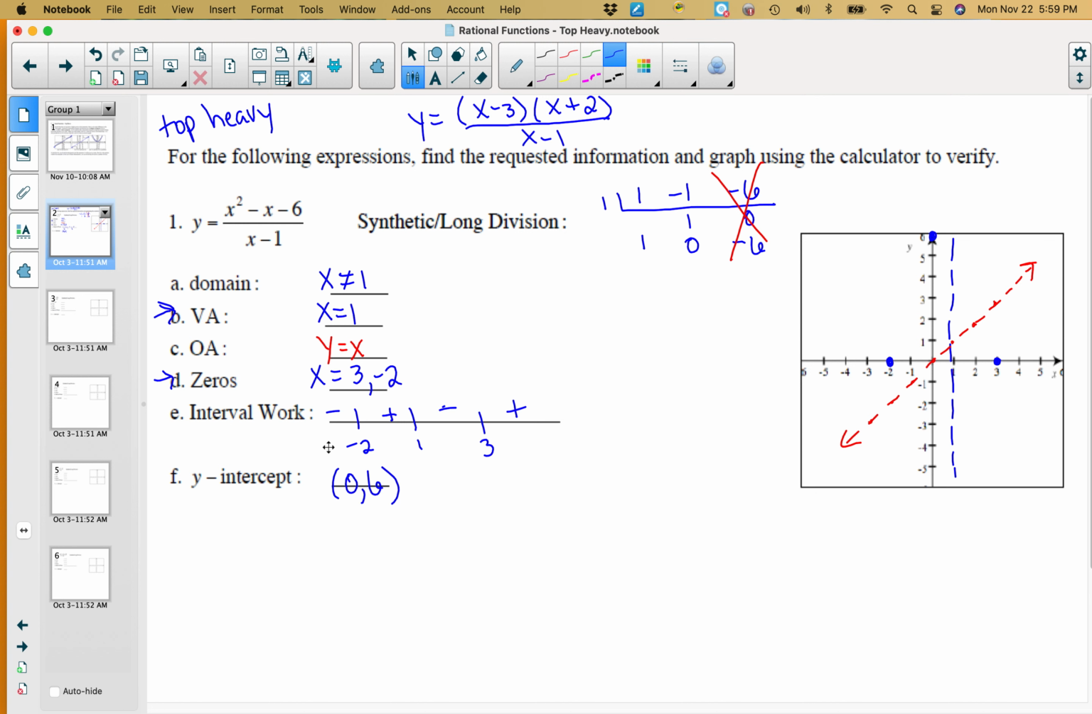So to the left of -2, it's negative. And then it changes to positive. So it's going to have to look something like this, using your asymptotes to guide you, using your x and y intercepts. So we get something like that. Then from 1 to 3, it's negative, and after 3, it's positive. So it's going to go something like this.